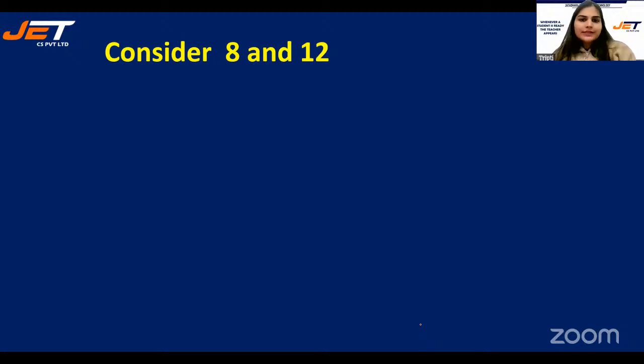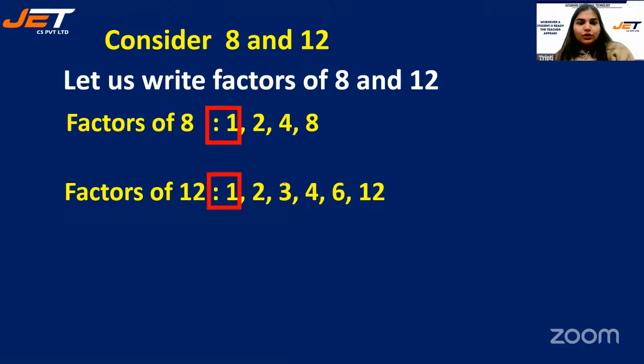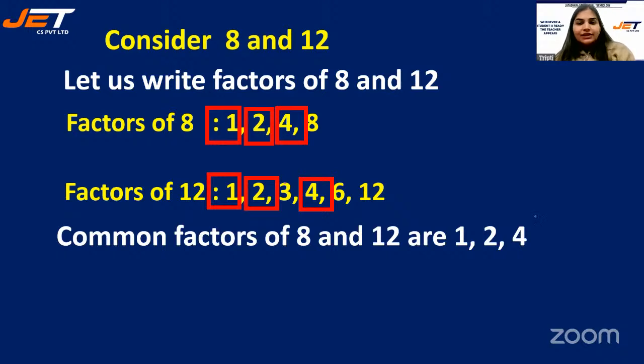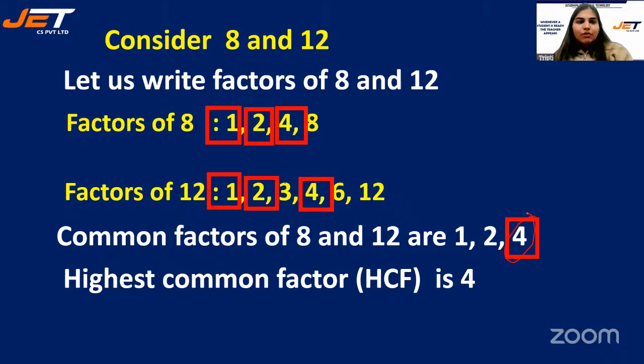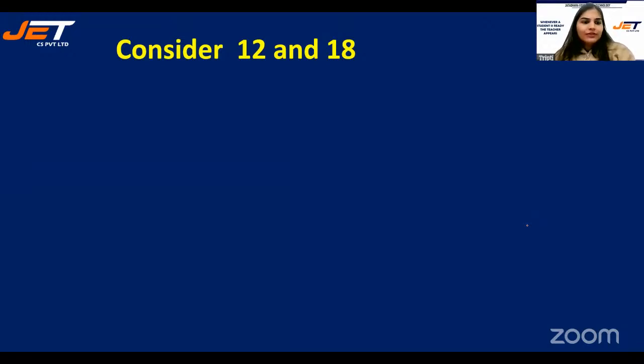Okay, so it's done, right? 8 and 12, these are the factors of 8, 1, 2, 4, 8, and these are the factors of 12. If I talk about common factors, 1, 2, 4 are the common factors. And the highest common factor is 4. 4 is the highest common factor of 8 and 12. Consider 12 and 18.